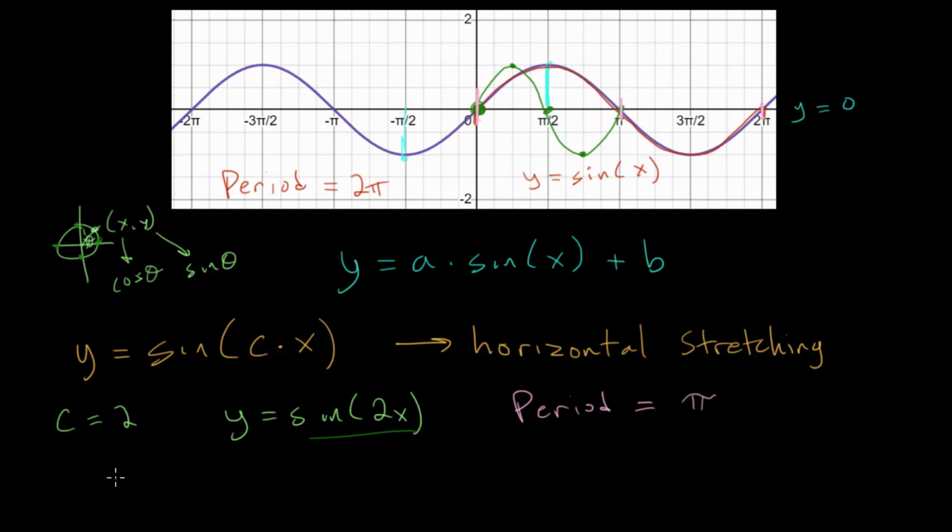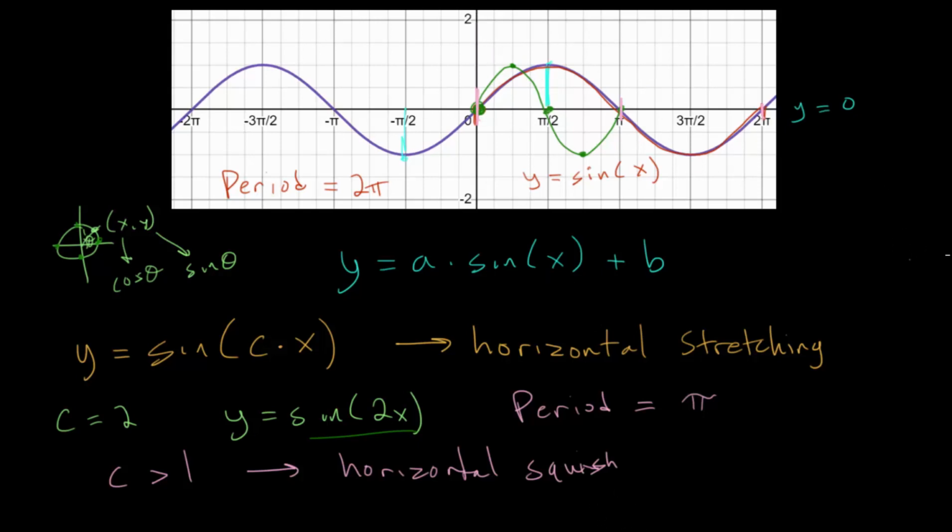Or in other words, when c is greater than 1, this is what we'll see if we try this pattern out with other values of c greater than 1. When c is a positive number and greater than 1, we will end up with a horizontal squish. Essentially, the function will contract closer to this y-axis here.